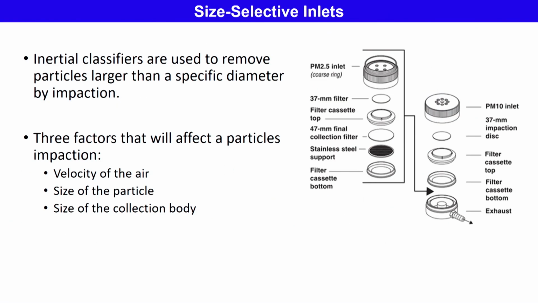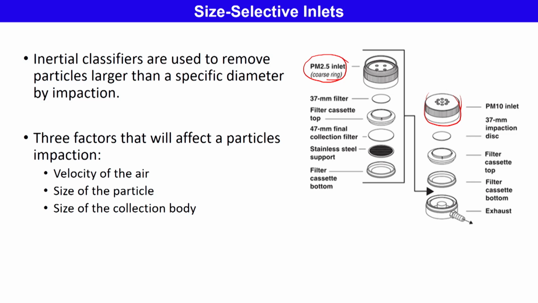This is size selective inlets. This is shown for PM 2.5. The inlet is there, it is a coarser ring, so you have very big rings here, very big dots. Then on the other side, if you see, that is PM10. So the inlet diameter will be larger for PM10. The inertial classifier is used to remove the particles larger than a specific diameter. The nozzle that I showed in the previous one, the nozzle size is usually the same, but the inlet will be very different, with cyclone and other things there.